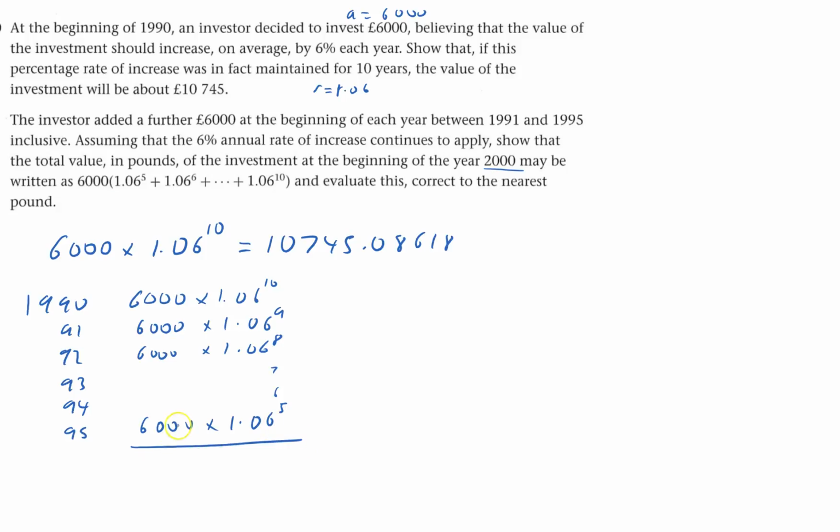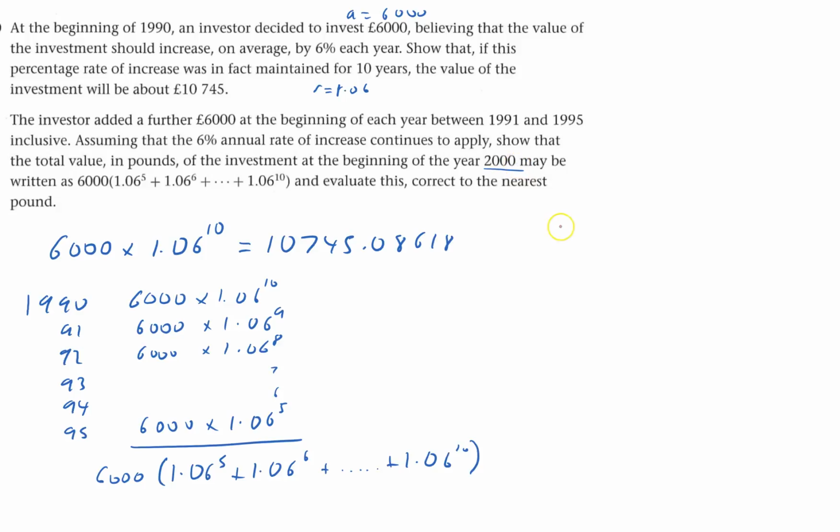So if I add this up, I've got 6,000 times, and instead of writing them down from the power of 10 first, I could write this one down first: 1.06 to the power of 5 plus 1.06 to the power of 6 plus dot dot dot plus 1.06 to the power of 10. And that works it out. And now we have to evaluate this correct to the nearest pound. I'll do it in red.